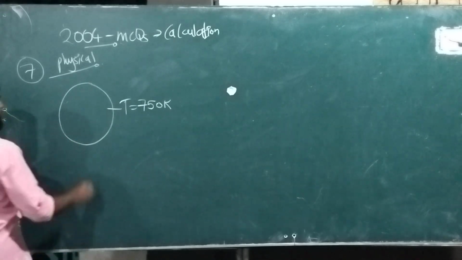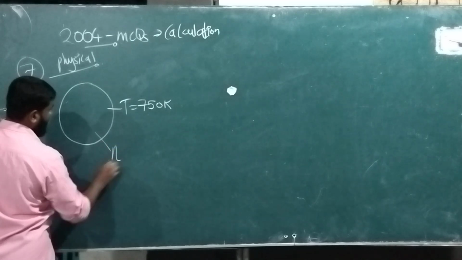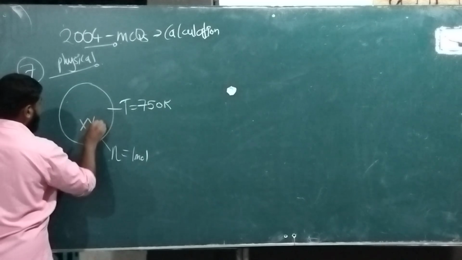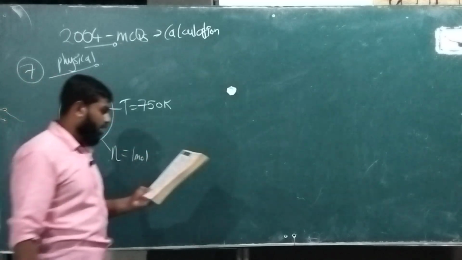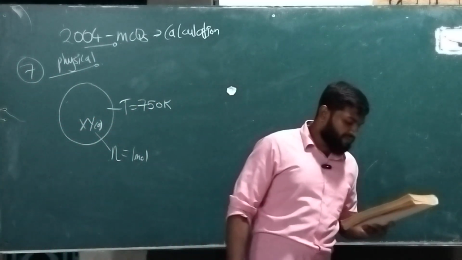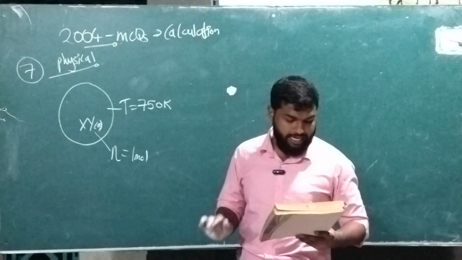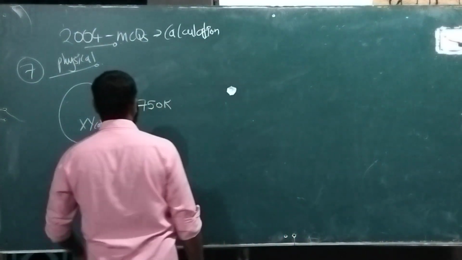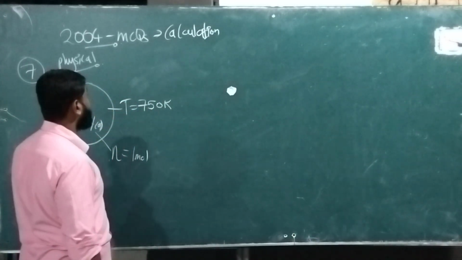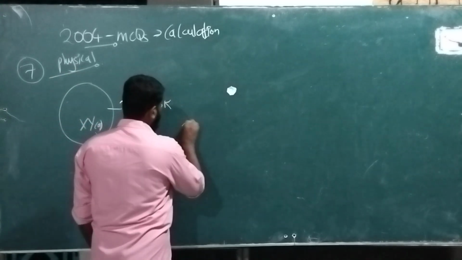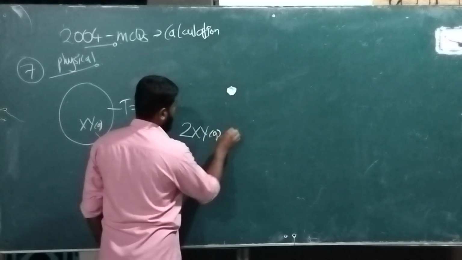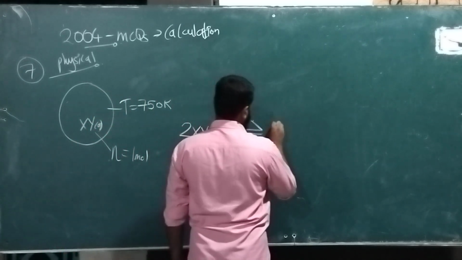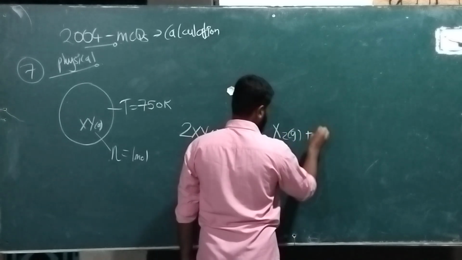Now, 1 mole of XY gas was there, right? At 750 K, 50% of the gas is dissociated at equilibrium according to the following equation. 50% of the gas has been dissociated when it is heated to 750 K. So, 2XY gas partially dissociates to give X2 gas and Y2 gas.